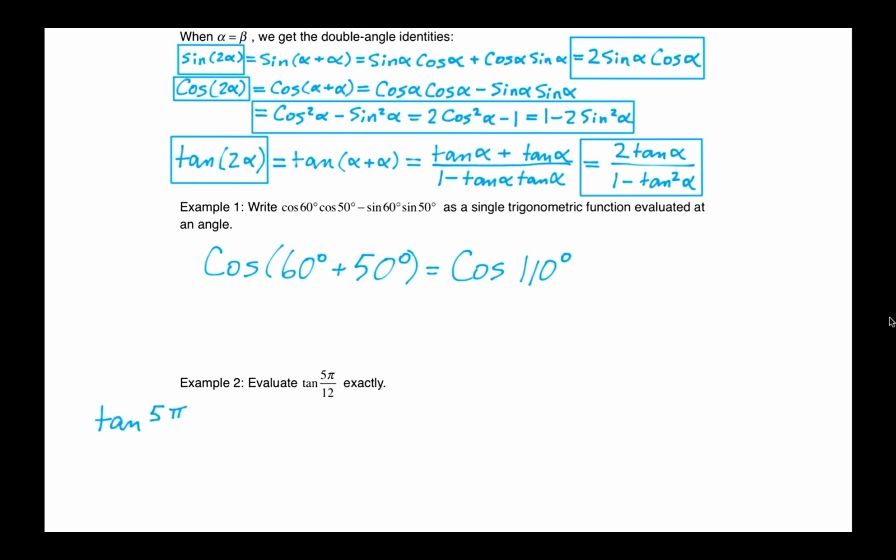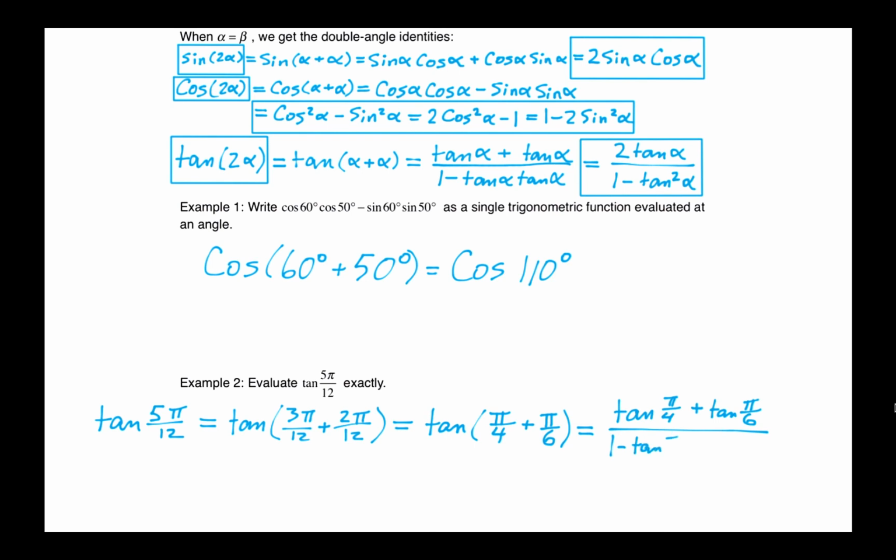And so now here's another one. 5 pi over 12 is not a special angle, but it is the sum of 2 special angles. So this is the tangent of pi over 4 plus pi over 6. That's how each of these reduces. So now we use the addition identity for tangent. And we can evaluate each one of these.